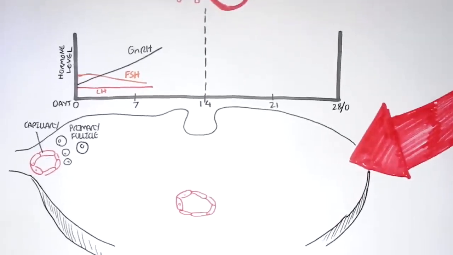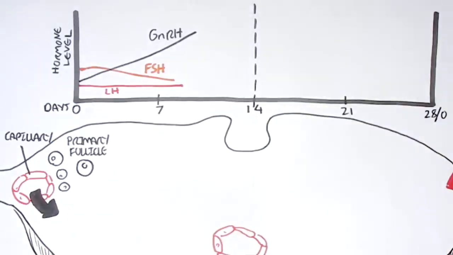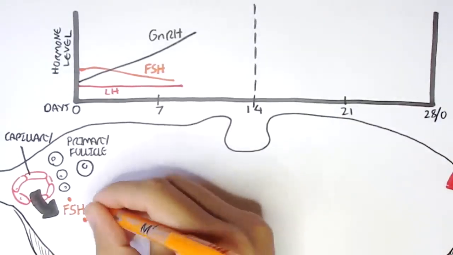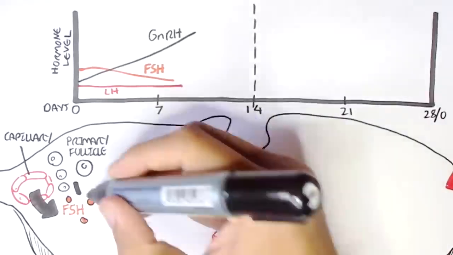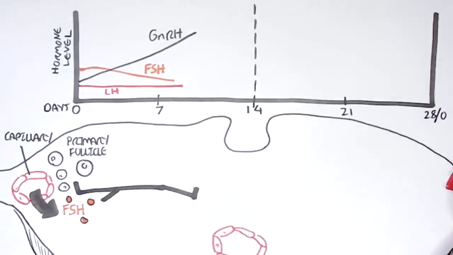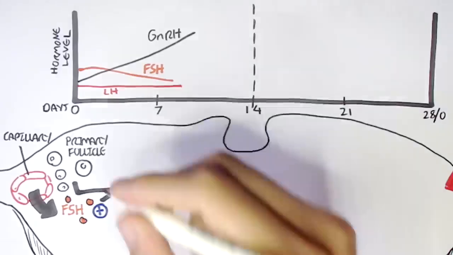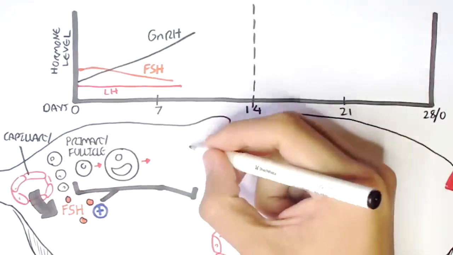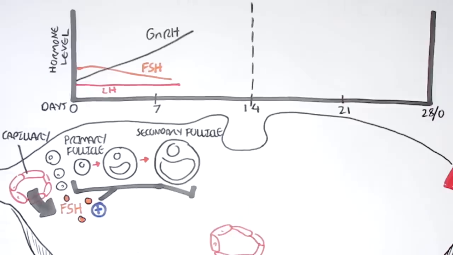So follicle stimulating hormone initially rises, remember? Because the follicular phase is the first phase of the menstrual cycle, follicle stimulating hormone will enter the ovaries, and what it will essentially do is stimulate follicle maturation of these primary follicles. And so some of these primary follicles will mature into a secondary follicle. I'm only drawing one secondary follicle for simplicity.